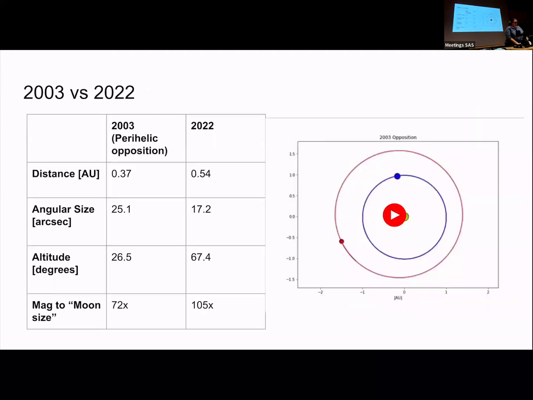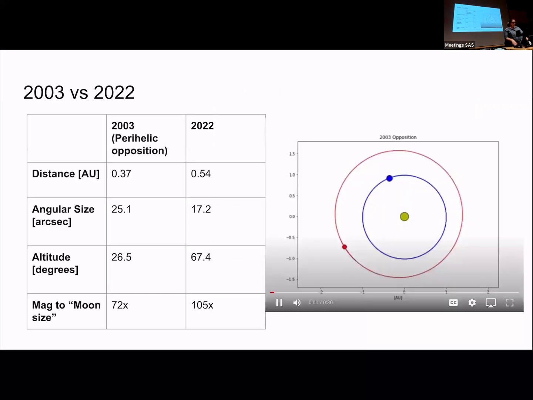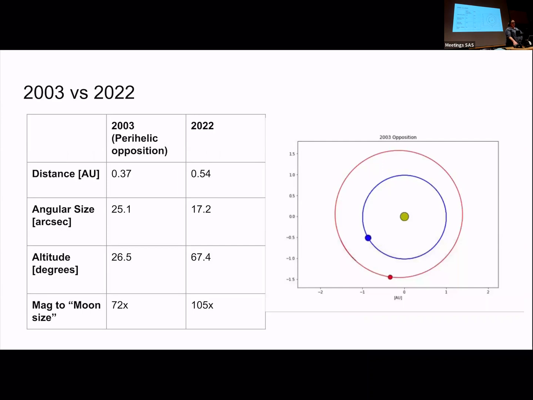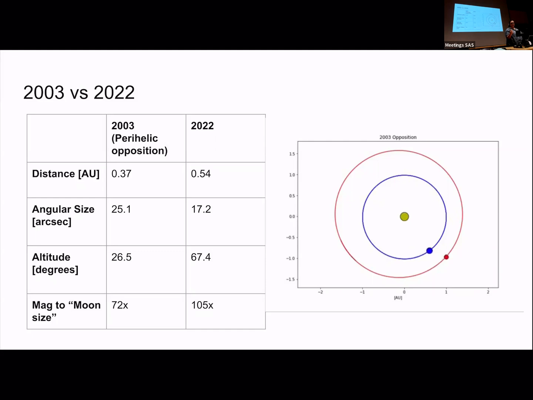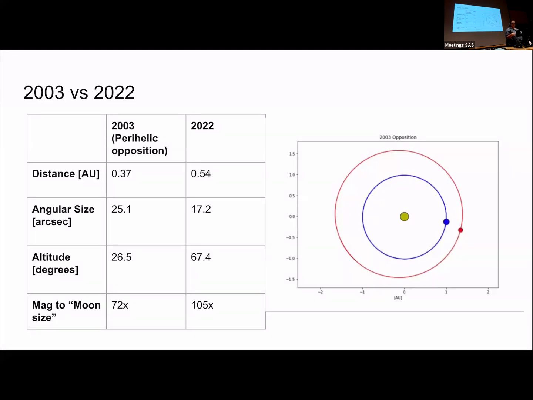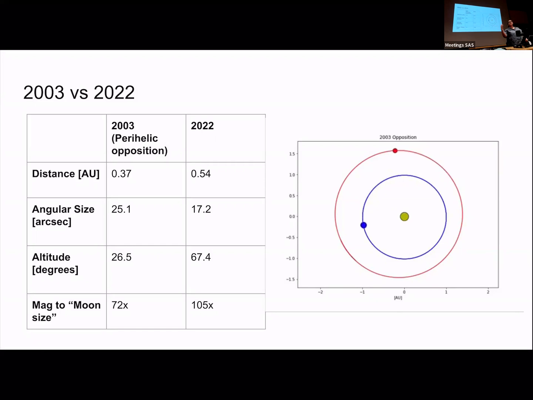And just to compare, here's a diagram, a little video of the 2003 opposition, and you can see why they came so close together. This is what's called a perihelic opposition. So it happened when Mars was at its perihelion, meaning in its orbit where it comes closest to the sun. So of course, if it's closer to the sun, it's therefore closer to Earth as well as we pass by.